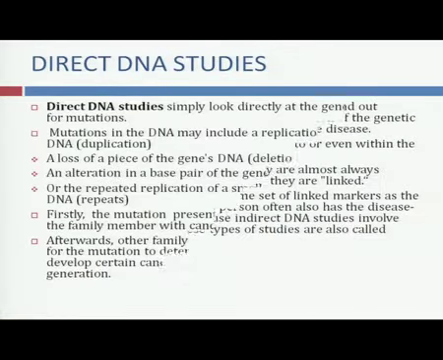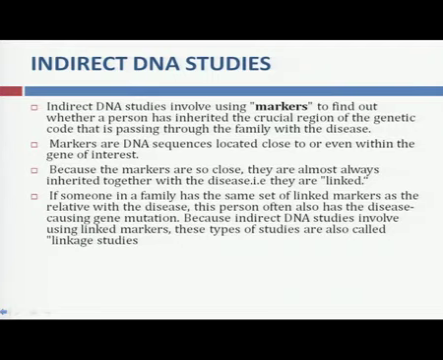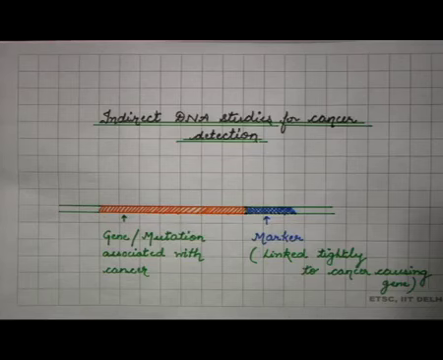Next up the list is indirect DNA studies. Indirect DNA studies are done where the gene that is associated with the cancer is very difficult to isolate or study. In that case, we make use of another segment of the DNA, which is closely linked with the gene in question, the gene which causes the cancer.